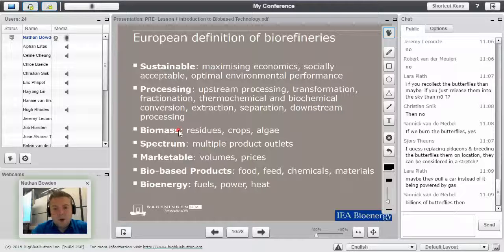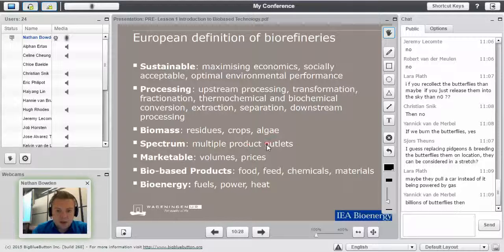Biomass. Biomass includes residues. We use the word residues, but really it means trash, waste. So if you're going to have corn and you're making corn, then the residue would be what's left over. It's the stalks, it's the leaves, it's the roots, but not the corn itself. So the crop is what you're going for. Another type of biomass being used is algae right now, and one of the groups in the project is looking at macroalgae.